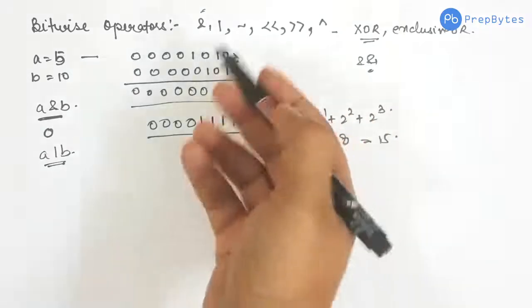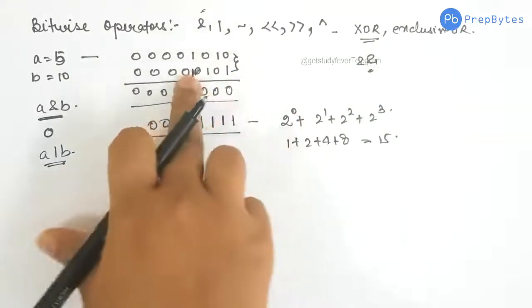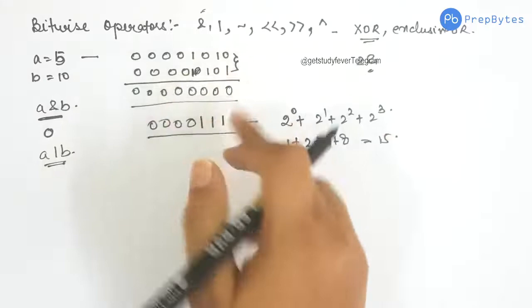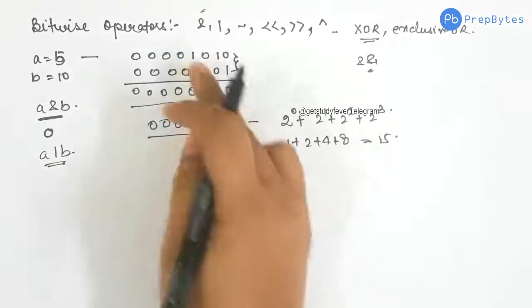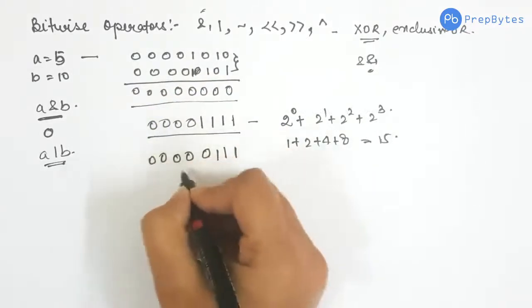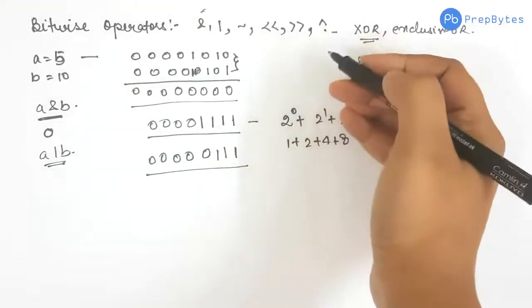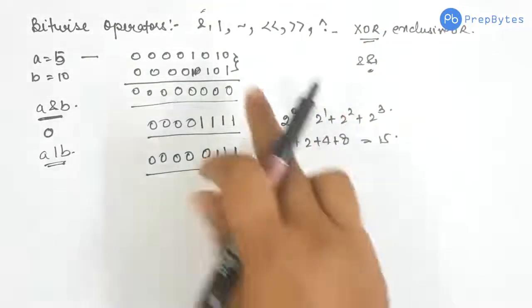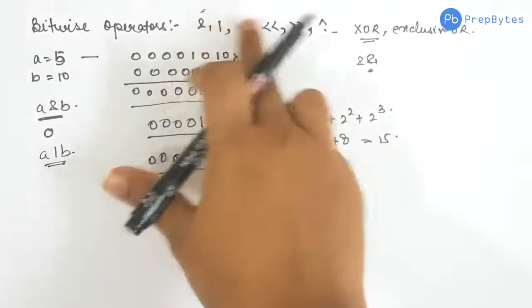So if both of them are 1, we get the resultant bit as 0. In this case, let's say I replace this 0 by 1. So what do I get as the result? This gives me 1. This also gives me 1. This gives me 1. But this gives me 0. So this is going to be my result. So this was XOR or exclusive OR. We have seen bitwise AND, bitwise OR, and bitwise XOR.